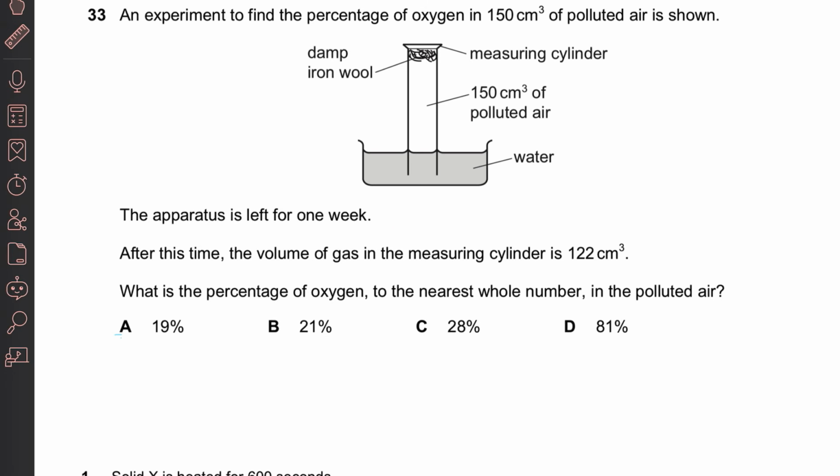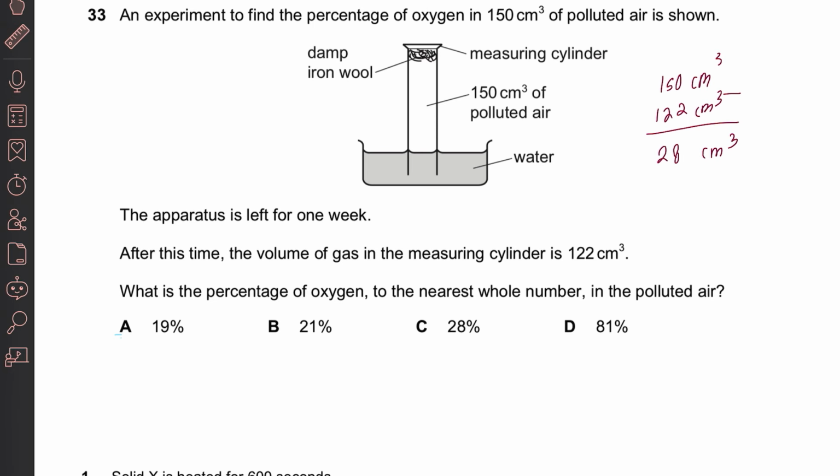The apparatus is left for 1 week. After this time, the volume of gas in the measuring cylinder is 122 cm³. What is the percentage of oxygen to the nearest whole number? So initially it was 150 cm³, and then after some time it reduced to 122 cm³. So that means 28 cm³.